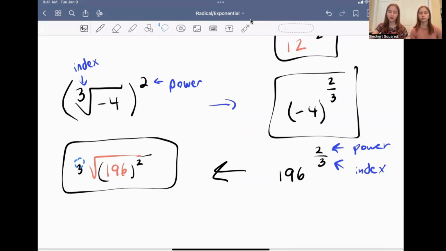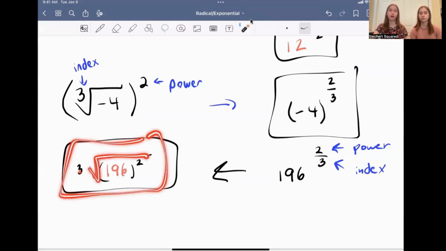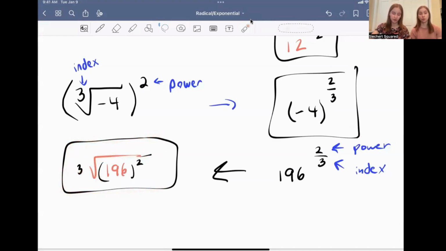If you write it this way, this means that you're doing 3 times the square root of 196 instead of it being the cube root. So make sure that that 3 is clearly in the crease. So just be on the lookout for it.